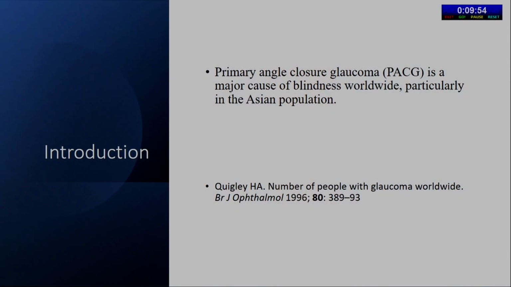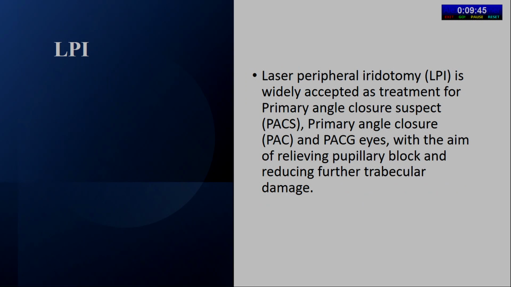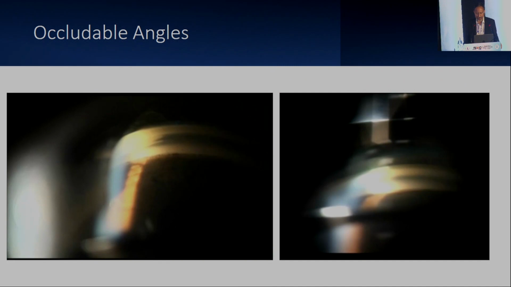Primary angle closure glaucoma is a major cause of blindness worldwide, particularly in our Indian population. Laser iridotomy is a widely accepted treatment for primary angle closure suspect, primary angle closure, and primary angle closure glaucoma, with the aim of relieving pupillary block and reducing further trabecular damage. What is an occludable angle? When you cannot see the trabecular meshwork in 3 or 4 quadrants in primary gaze, you call it an occludable angle.